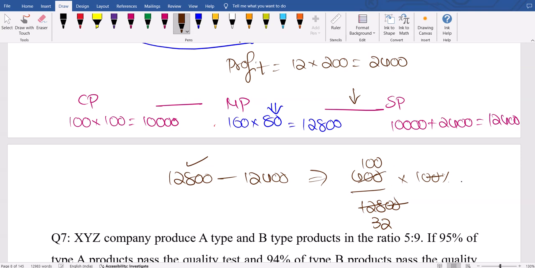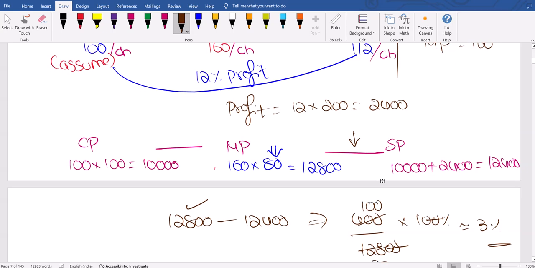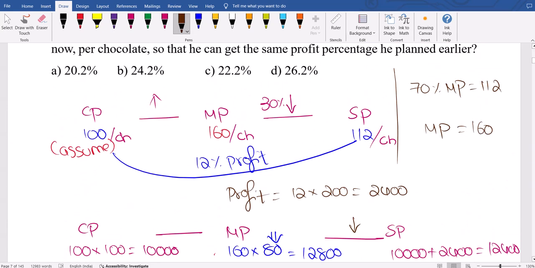We got around 3% only. It's 3 point something. 32 into 3 is 96. So 3% is the discount I can give now. Or the other way: 160 becomes 140, which is a 20 decrease, 20 divided by 160.